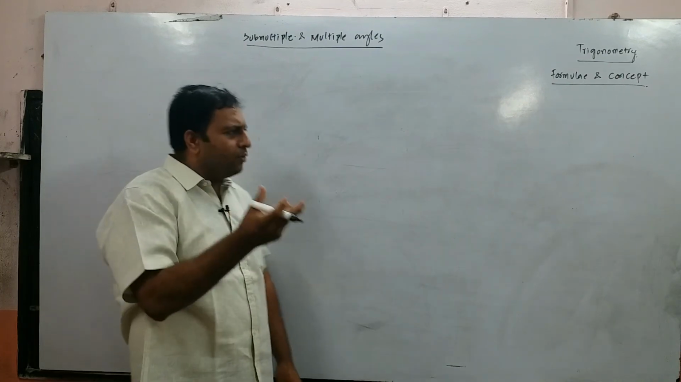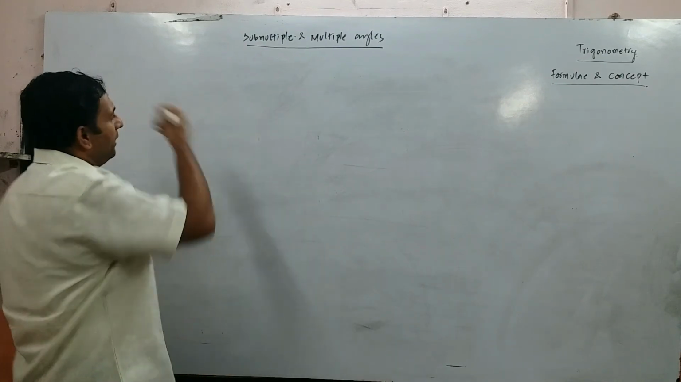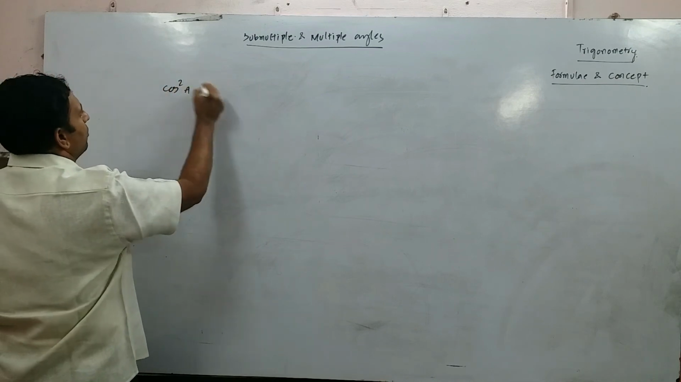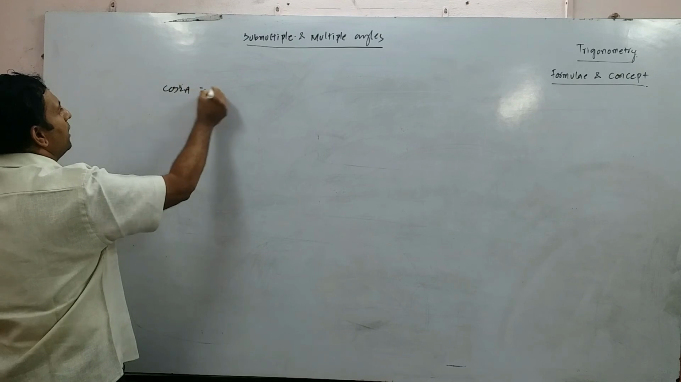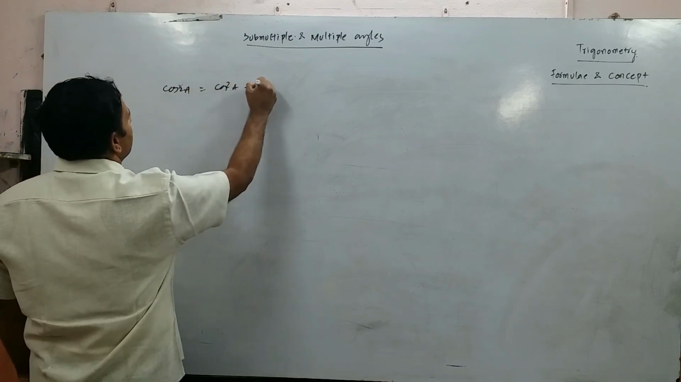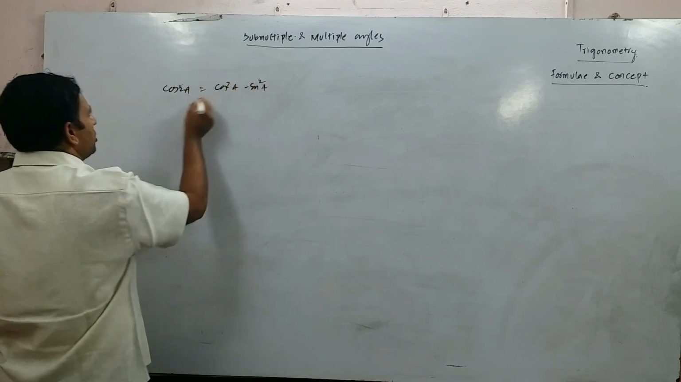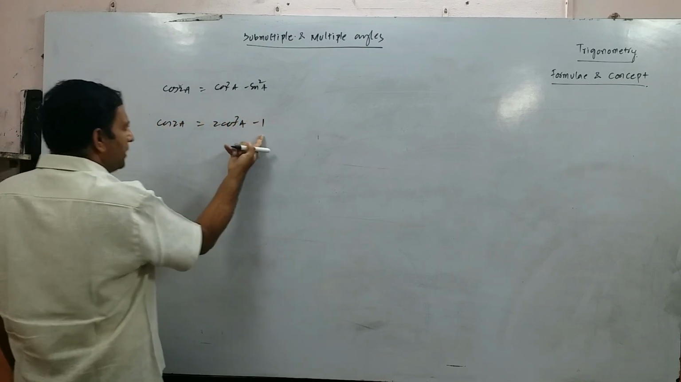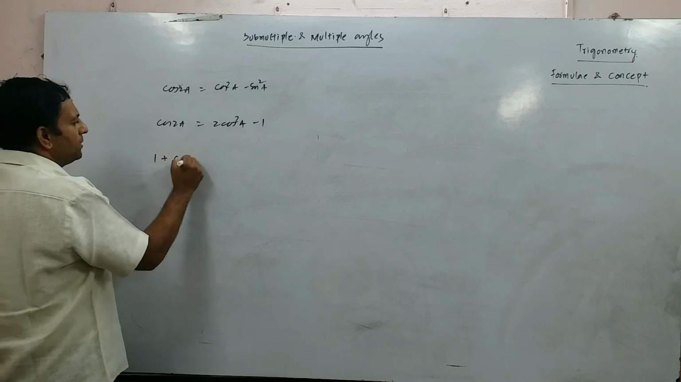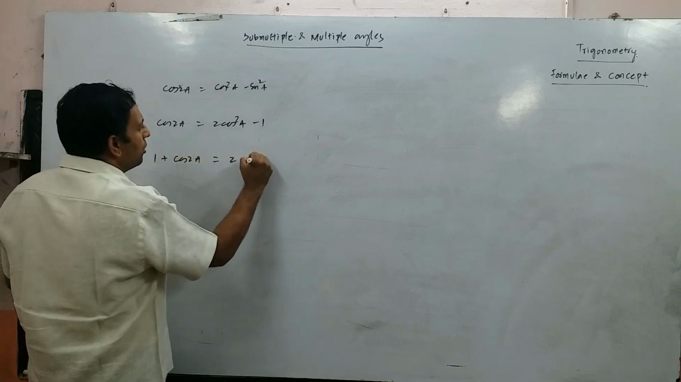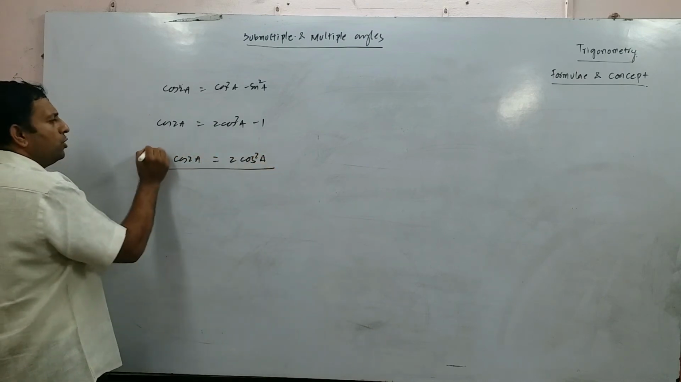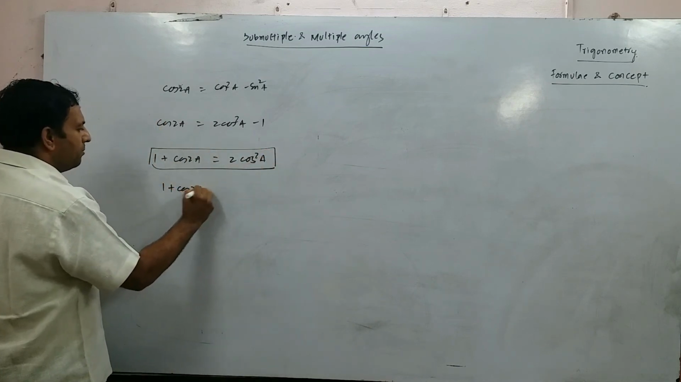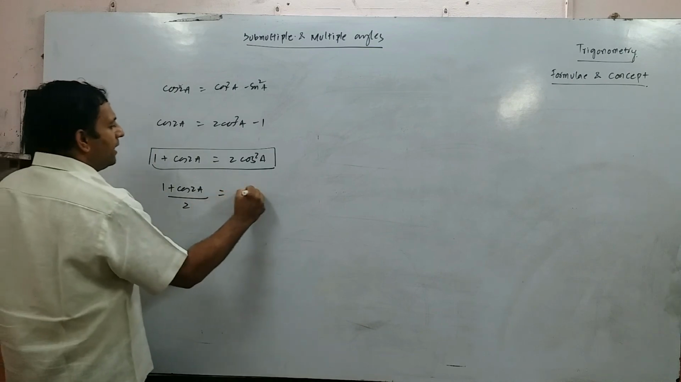There are a few other deductions as formulas also. For example, cos 2A is equal to cos square A minus sin square A, right? Or cos 2A in terms of cos will be 2 cos square A minus 1. Let us say I shift it here. So it will become 1 plus cos 2A is equal to 2 cos square A. Even these are used very frequently as formulas, or 1 plus cos 2A by 2. Whenever you come across it, you simply write that as cos square A.